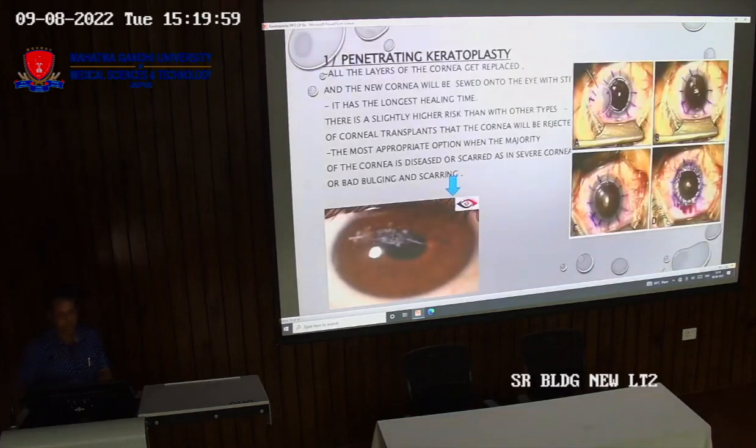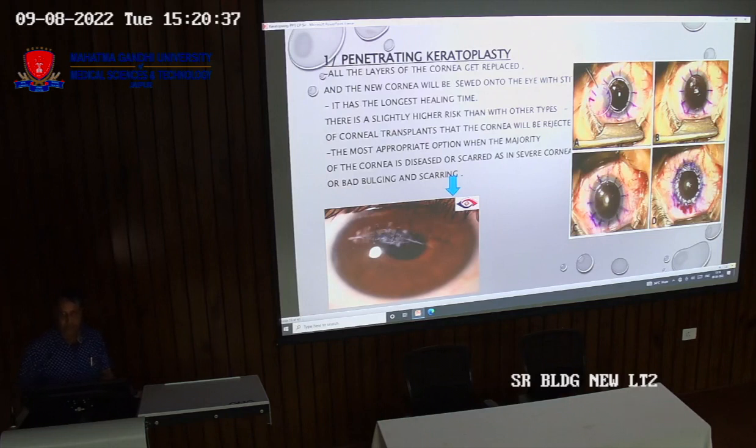Penetrating keratoplasty: all the layers of the cornea get replaced and the new cornea will be sewn into the eye with sutures. Longest healing time, slightly higher risk than other types of rejection of cornea transplant. The most approved option when the majority of the cornea is diseased or scarred, as in severe bulging and scarring corneas. When all layers of the cornea are diseased or pathological, then only we will do the penetrating keratoplasty. Complication rates are higher and chances of rejection are more than lamellar keratoplasty.